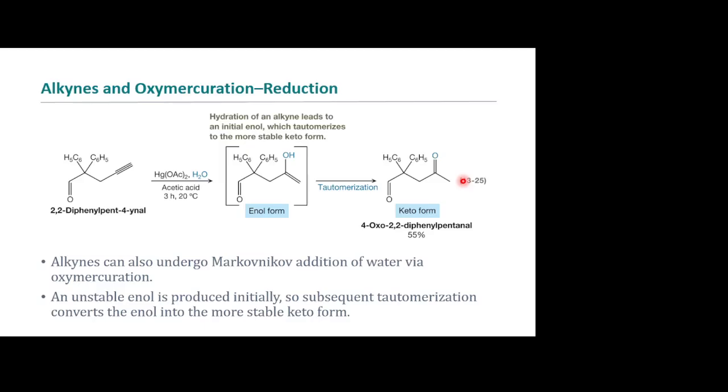So again, it's the Markovnikov addition. Hydrogen goes on the less substituted side, the more hydrogen side. The OH goes on the more substituted side. Again, the enol form tautomerizes to the stable keto form. That's the ketone, right?